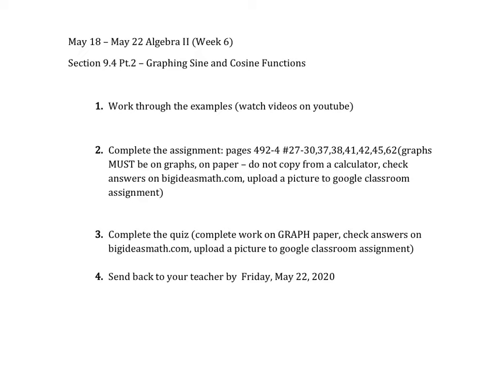I hope you guys are all doing really well and enjoying sunshine and/or rain, depending on the day. Looking forward to us almost being done. We're getting really close to the end of the semester or quarter.